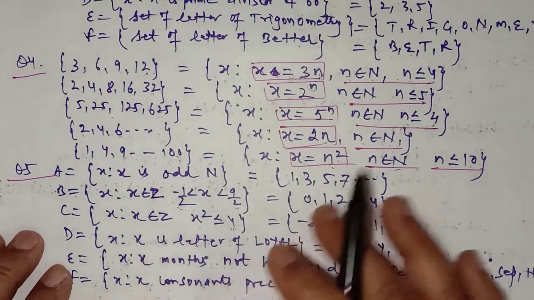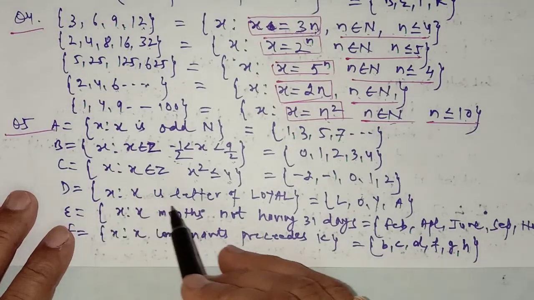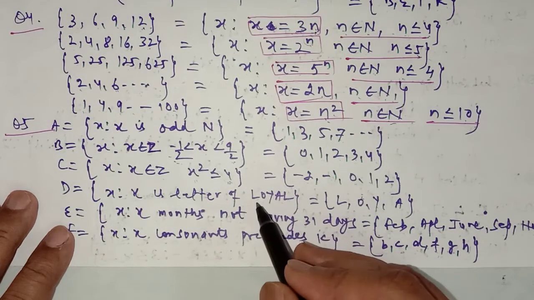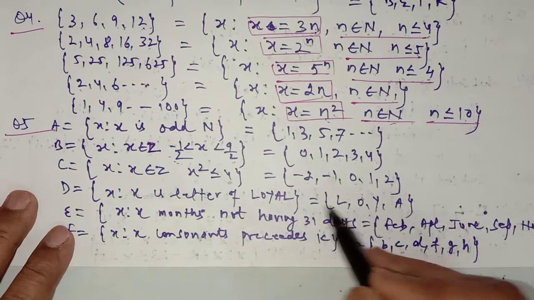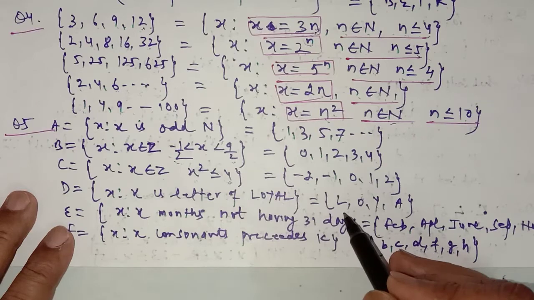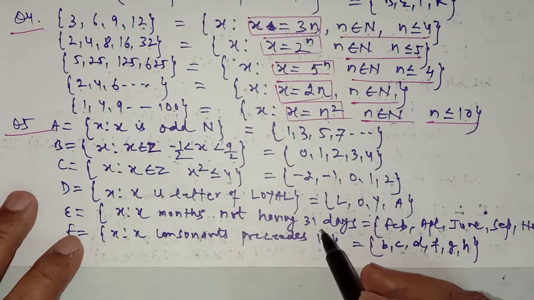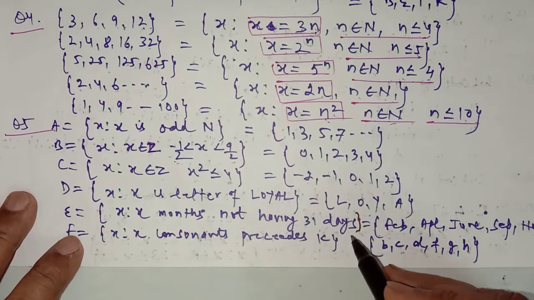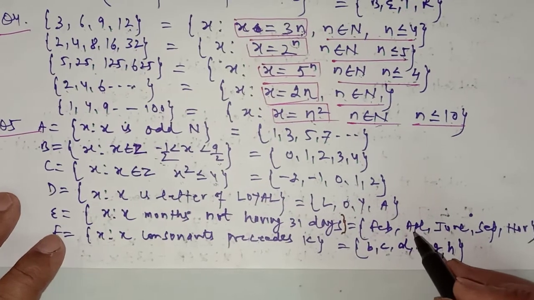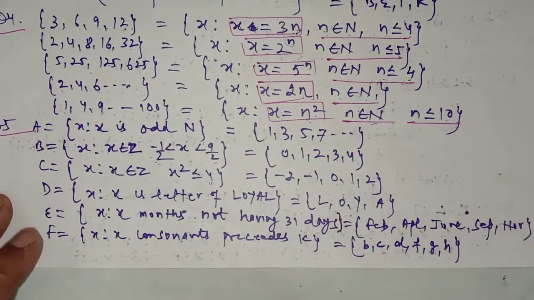In the fourth part of this question, x such that x is a letter of the word loyal. So L, O, Y, A are the elements, because L is repeating 2 times, so I have to write the element only once in a set. X such that x is a month not having 31 days. So you have to write those months which do not have 31 days. So those months are February, April, June, September, November and so on.